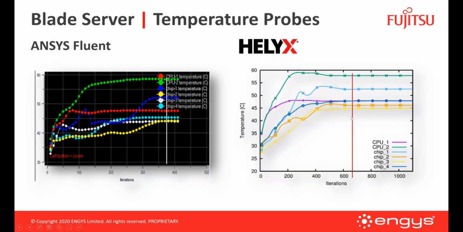This white line right here shows where the Fluent results converge. If we compare this to HELYX, we can see that HELYX converged in a little bit more than 600 iterations, so not quite the same convergence level and number of iterations, but still it's very much faster than standard OpenFOAM using the partitioned approach.